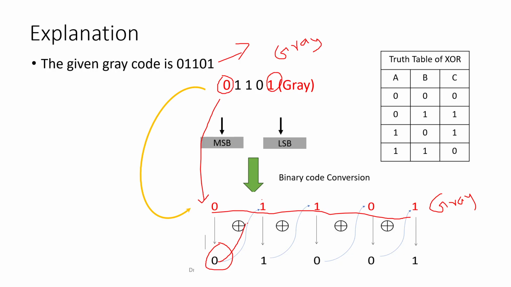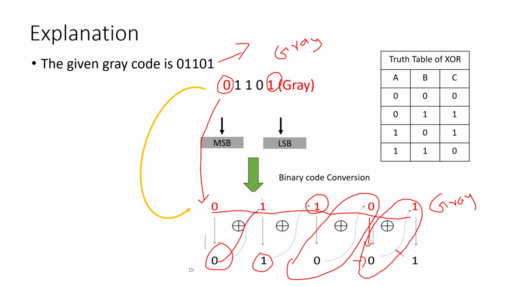0 XOR 1 is 1, so we write that here. Then this result XOR the next gray bit: 1 XOR 1 is 0. Again the next bit, 0 XOR 0, that will be 0. Next one is 0 XOR 1, and 0 XOR 1 is 1. This is a gray to binary conversion.